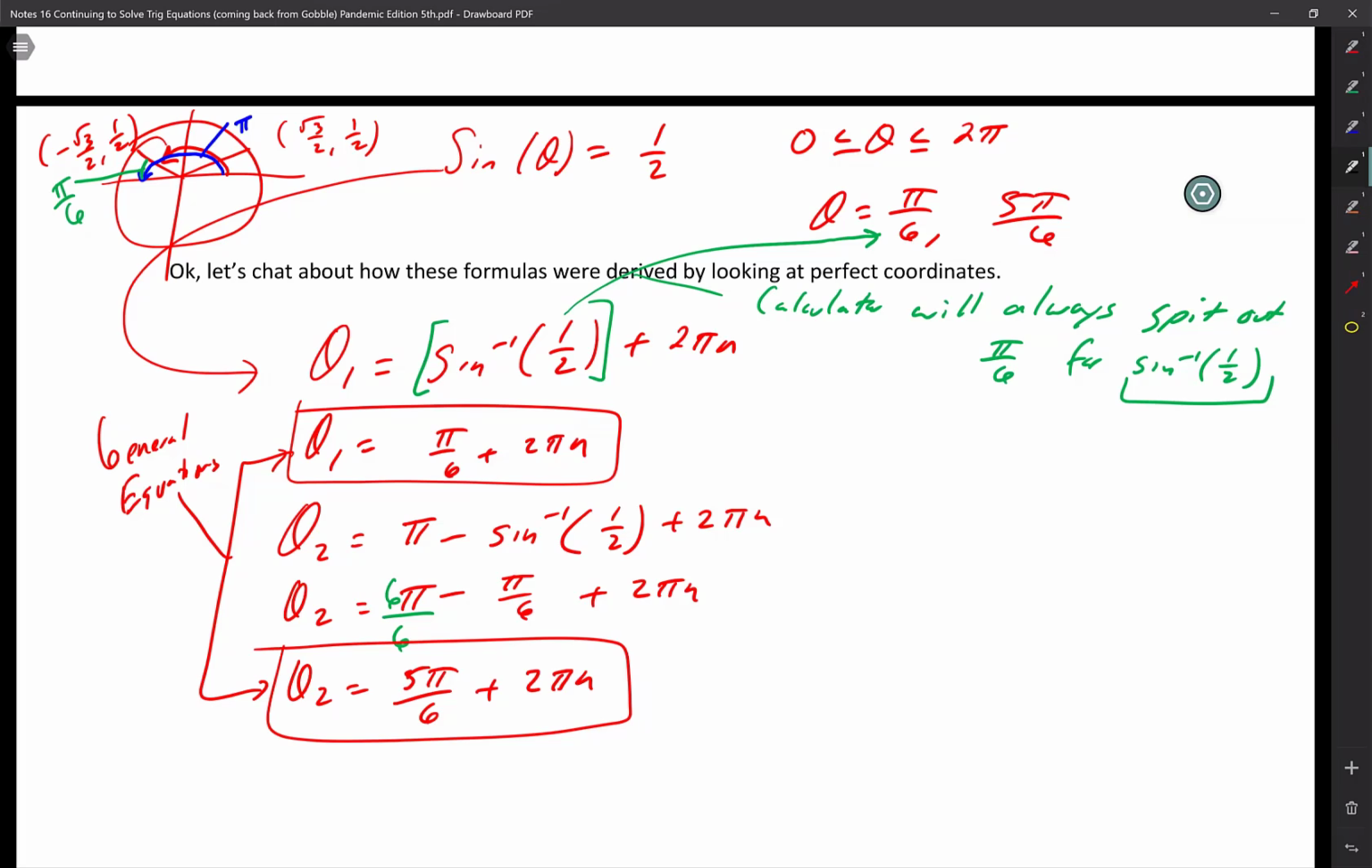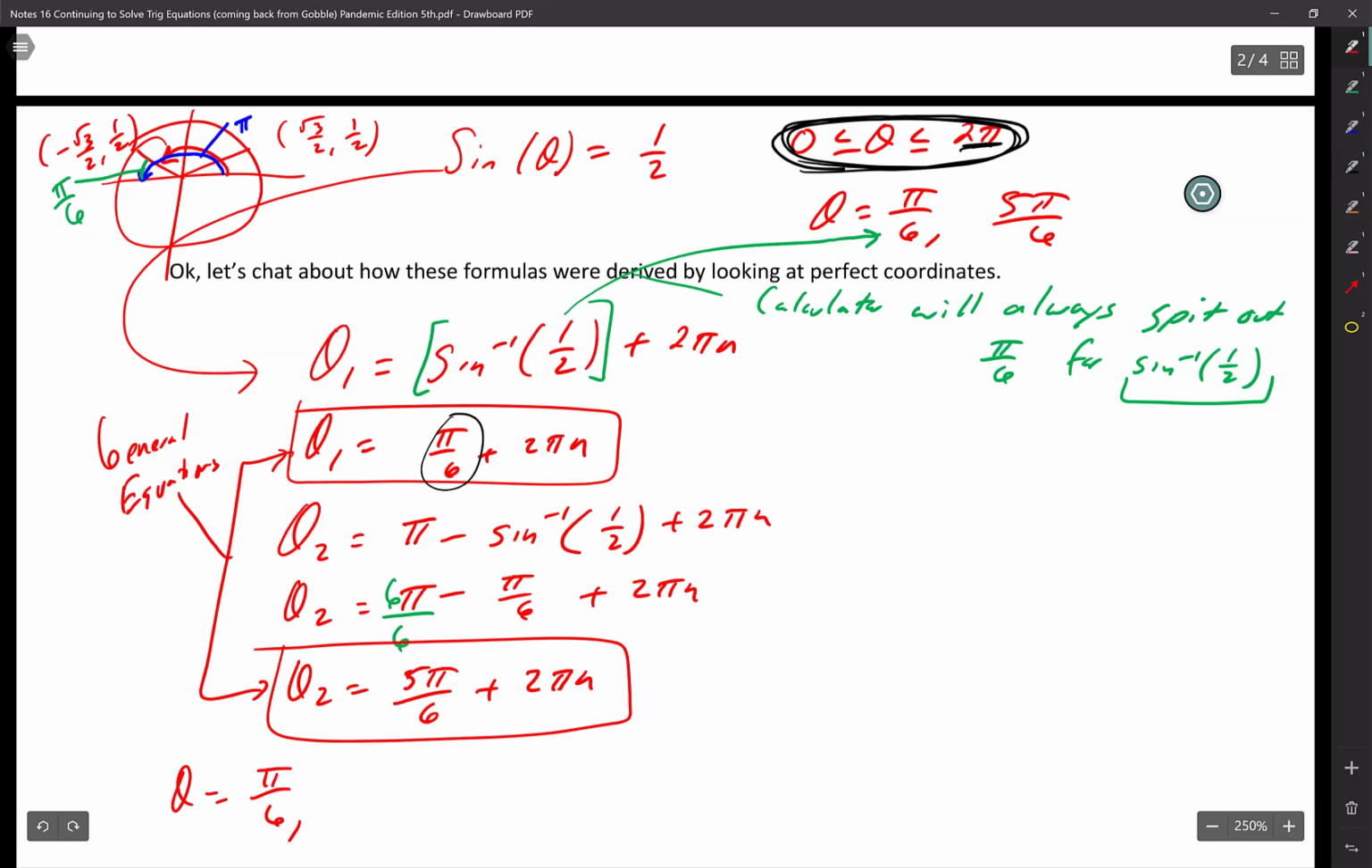Oh, when they tell you find me all the angles between, look at this answer right here. You see this restricted domain between 0 and 2 pi that I circled in black? So I want all the answers between 0 and 2 pi. Well, pi over 6 is one of them. So I would just write theta equals pi over 6, comma, and then what's the next one? Well, the next one is this one, 5 pi over 6, and then that's it, because if I add 2 pi, I'm outside the domain.